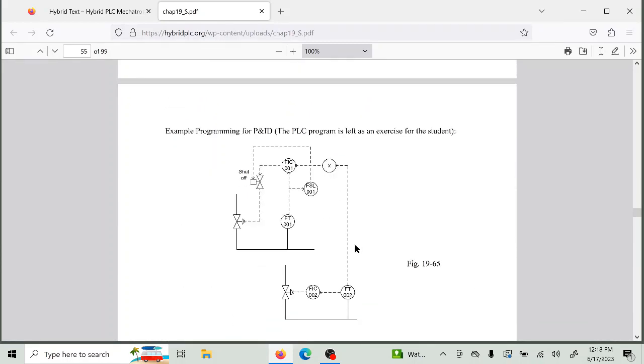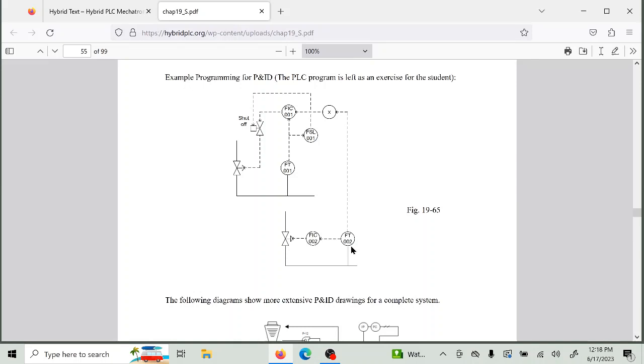Here's another example. And this is left for the student to do, but let's look at it here. We've got an FIC, that's a PID controller. Here we've got another one, another FIC, and then we've got a transmitter here. This would be my process variable for this one. Where would be my set point for this one? Well, that would have to come from the HMI, and the output goes to this valve.